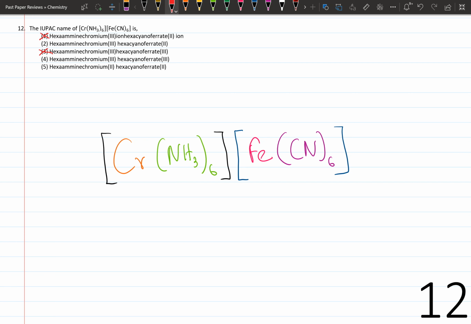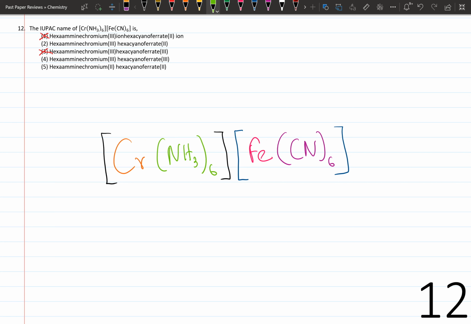Before naming, we have to deduce the oxidation states of the metals in the compound. In the cation, the amine ligand is uncharged. Therefore, the charge of the metal is solely responsible for the charge of the cation. So, the oxidation number for chromium can be either 2 or 3 according to the answers given. In the anion, each cyano group has a negative 1 charge, giving a total of -6, to which the charge of iron has to be added.